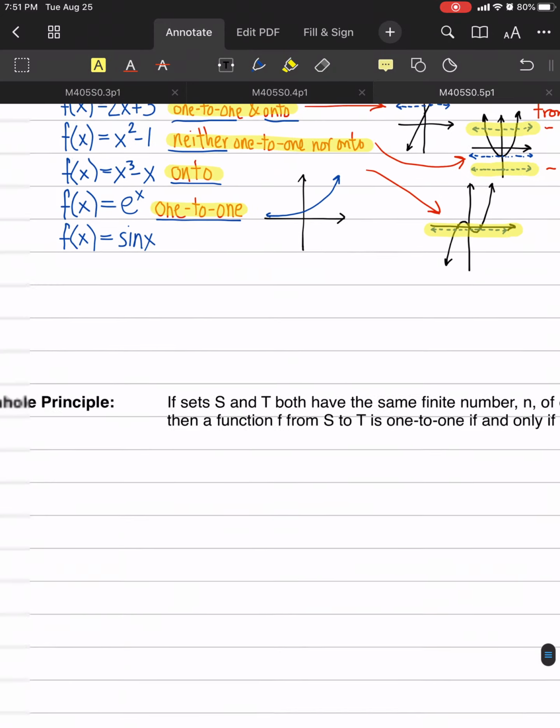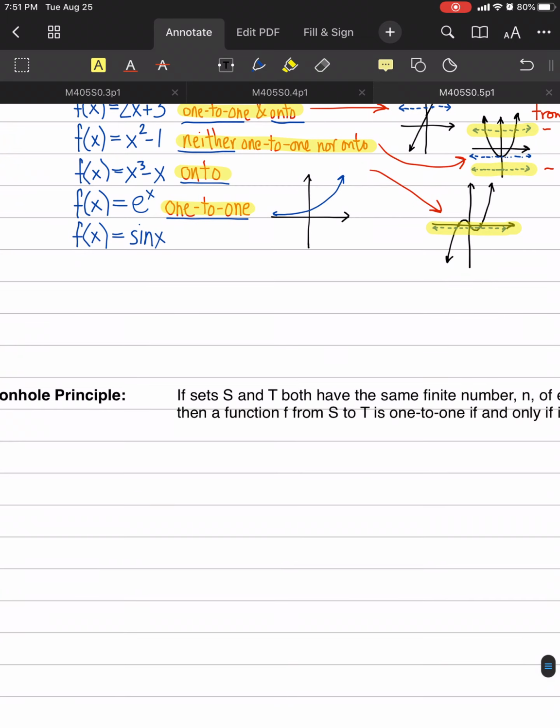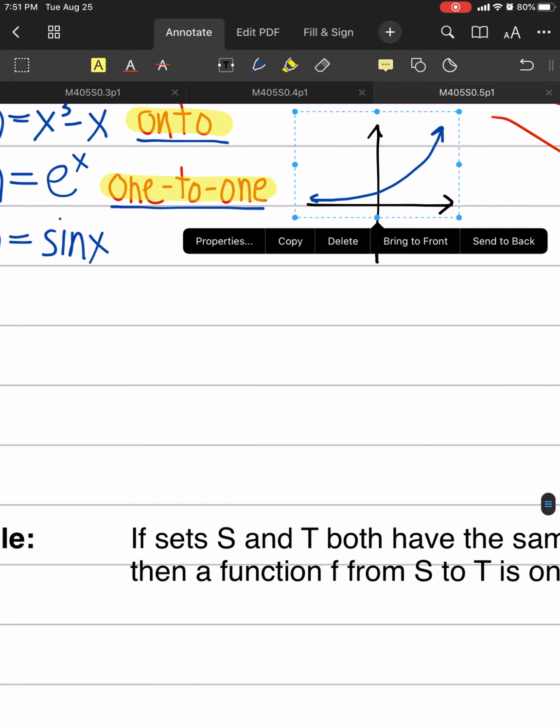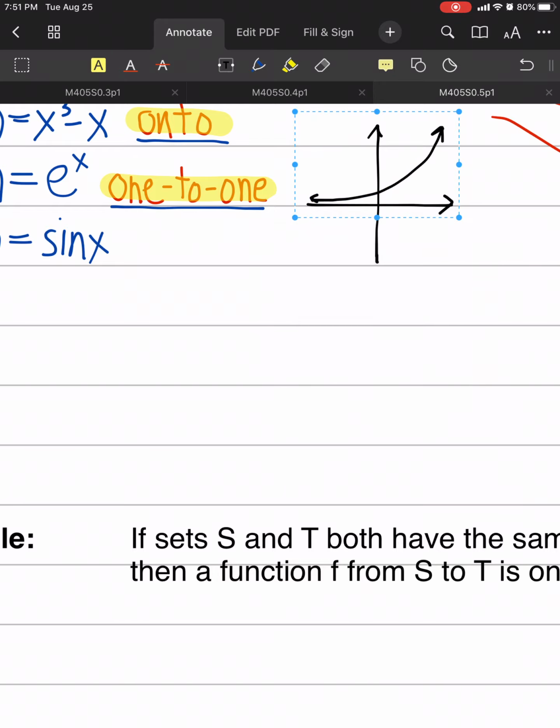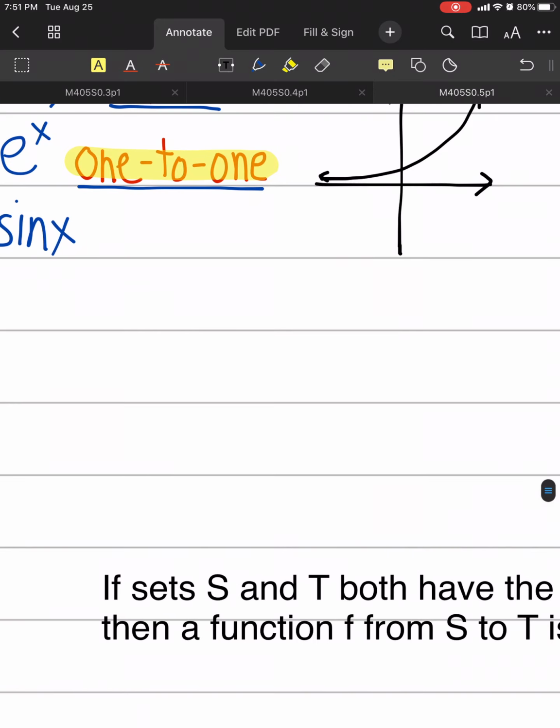Oh, I drew that in blue. Whatever, it doesn't matter. I wonder if you can change the color. Yes, you can. There we go. All right, learn something new every day.